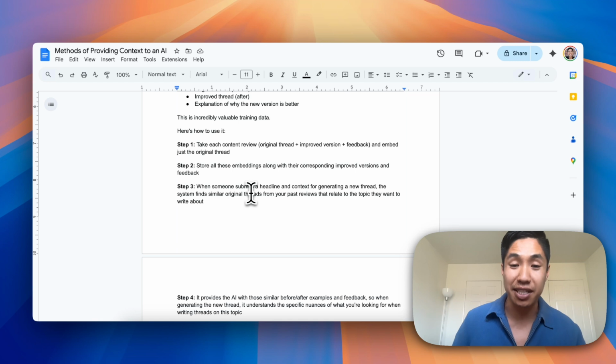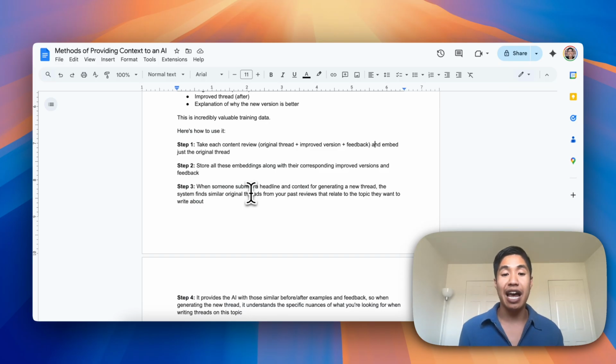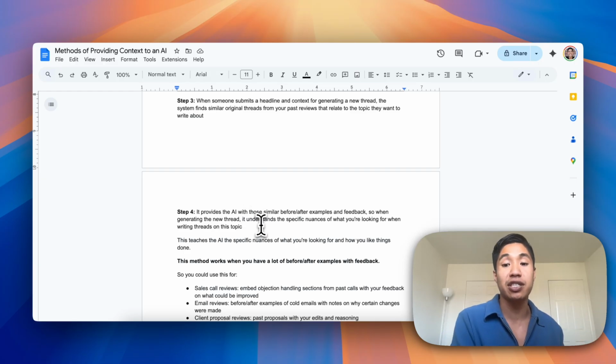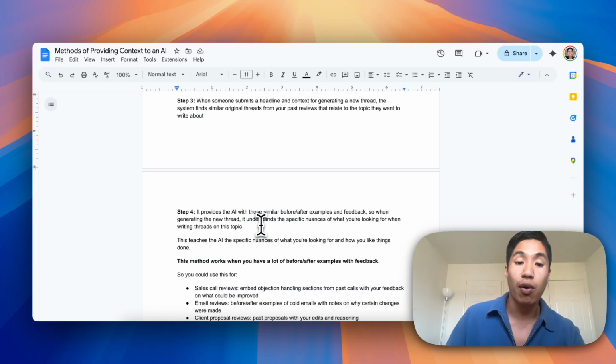So what we've thrown in the prompt is the original thread, the before, what the thread turned into, along with feedback on why we changed it this way. And now what's happening is this is going to improve the AI, because with those similar before and after examples when generating the new thread, it'll now understand the specific nuances of what you're looking for when writing on this topic.